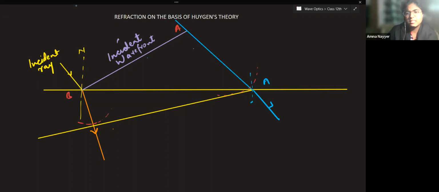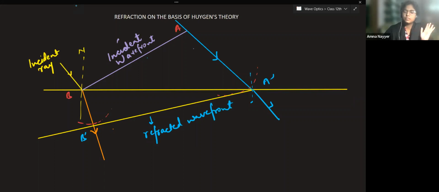Let's say this point is A dash, this intersection point is B dash. See class, this is the incident ray, this was the incident wavefront, this was the refracted wavefront. This was the refracted wavefront. This is again the next incident wavefront and so on.